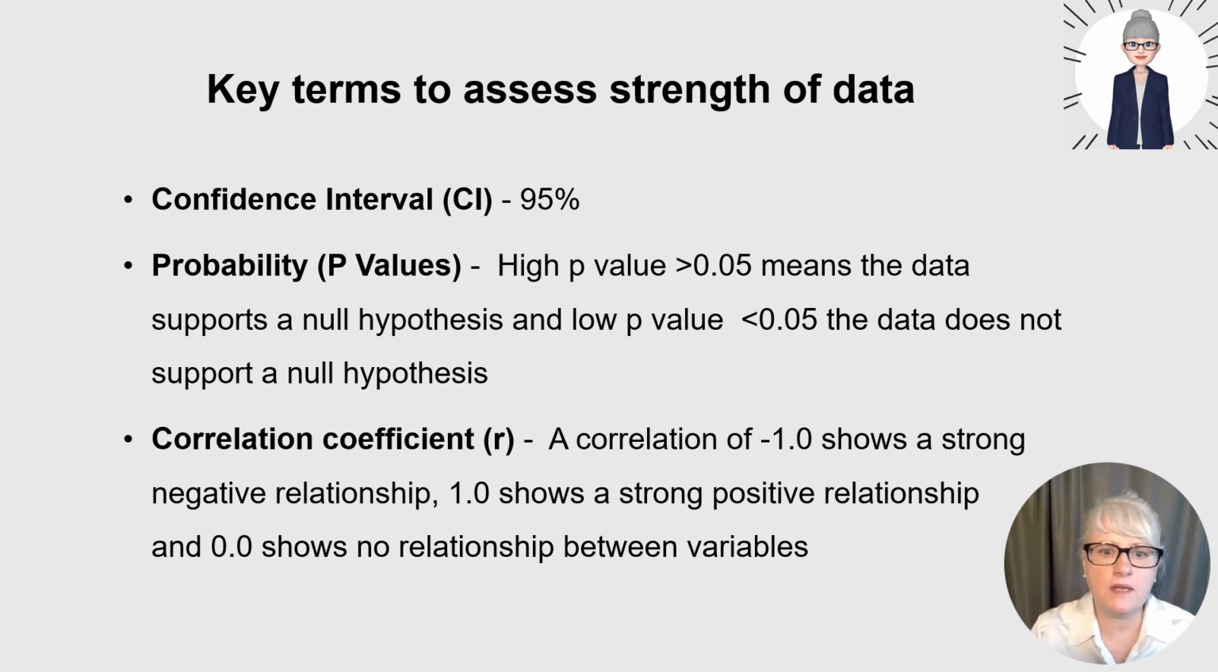A correlation of -1.0 shows a strong negative relationship, 1.0 shows a strong positive relationship between these two variables, and 0.0 shows no relationship between variables. So it depends on what type of study you're doing, whether the study is looking at variables or describing lots of values, and you want to have confidence in those statistics, as to what type of terms are going to be used in the study. But hopefully this gives you a basic understanding.